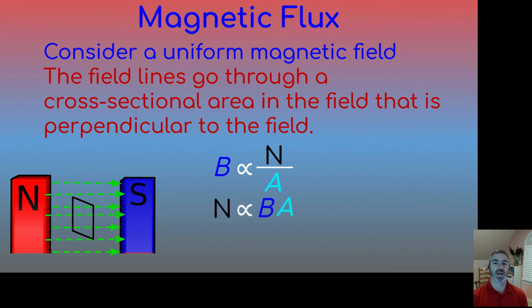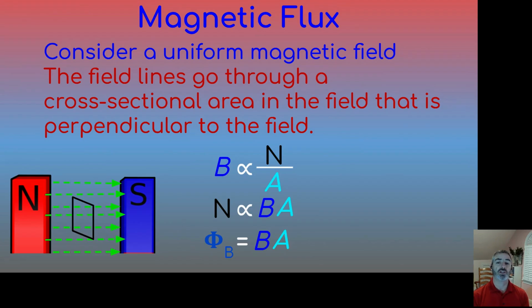Now, if we rearrange that proportion, the number of field lines is proportional to the product of the magnetic field and the cross-sectional area. The magnetic field times cross-sectional area is known as magnetic flux, which is denoted with the Greek letter phi. So phi with the subscript B is equal to the magnetic field times the cross-sectional area.